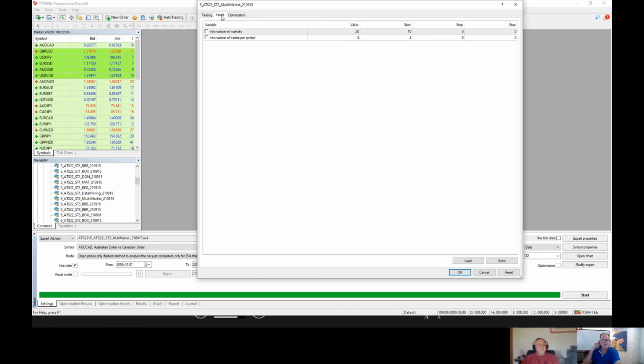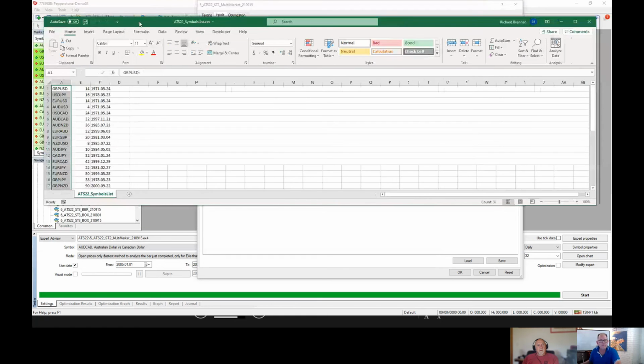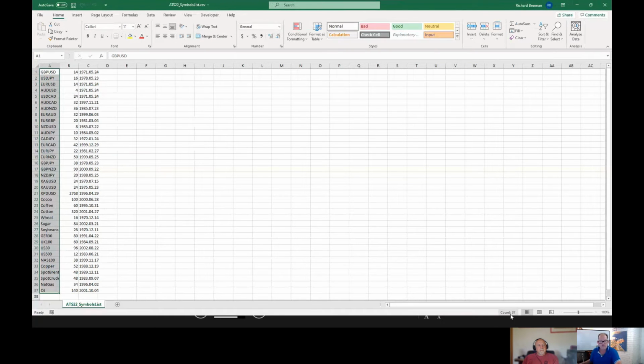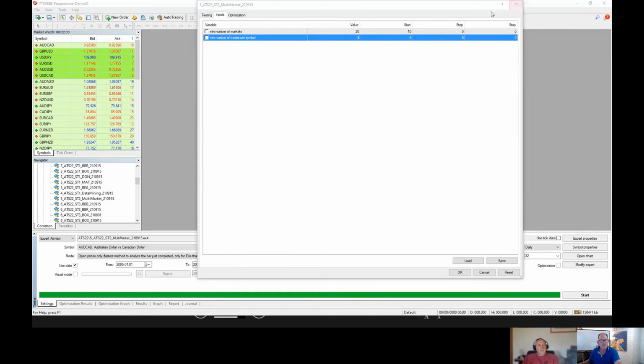Thanks, mate. So in this example, I've specified 20 markets it needs to be profitable across, with a minimum number of trades per market of 5 trades. What that means in relation to my symbol list, I'll just bring up the symbol list now. In the symbol list that I'll be testing here, I'm using 37 markets. So in this example, 20 of the 37 markets need to be profitable.